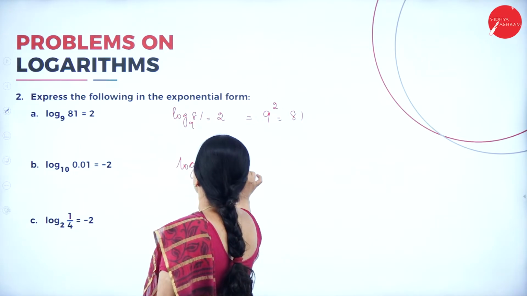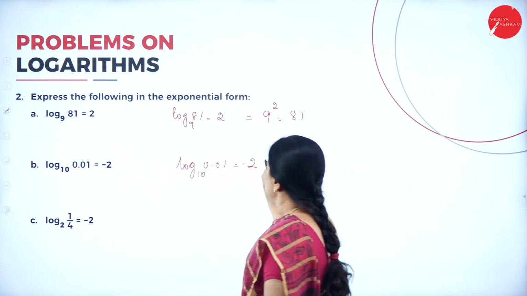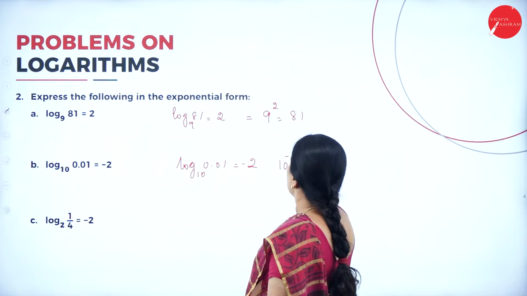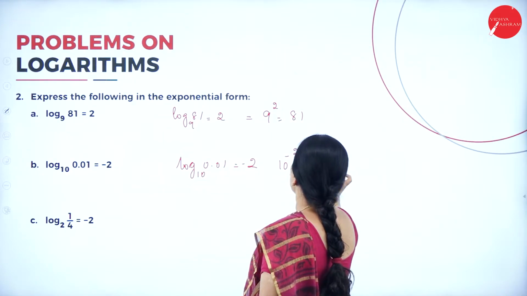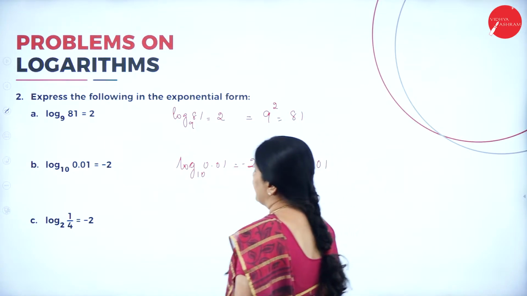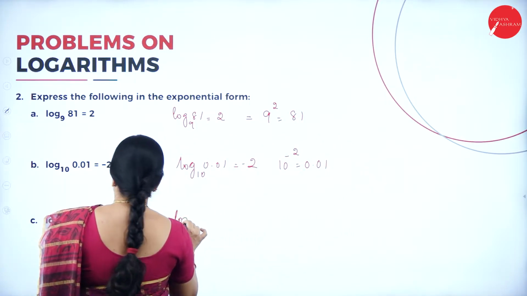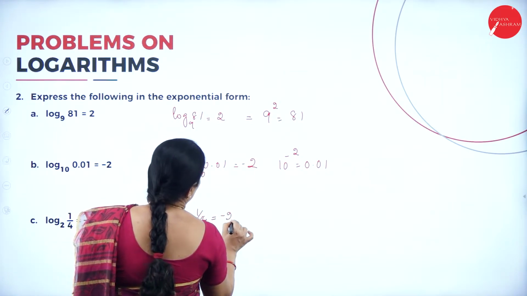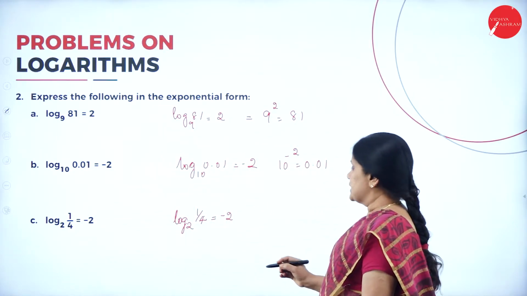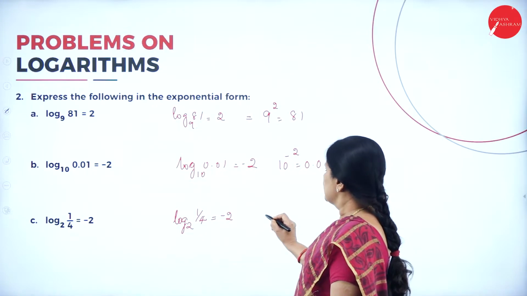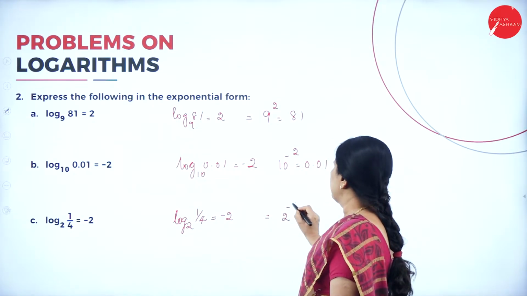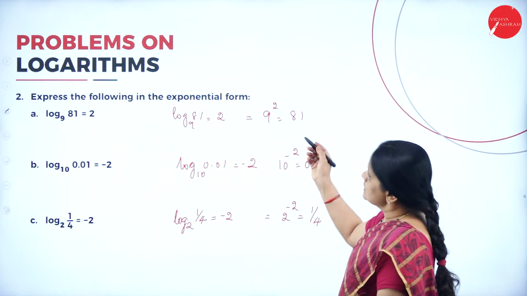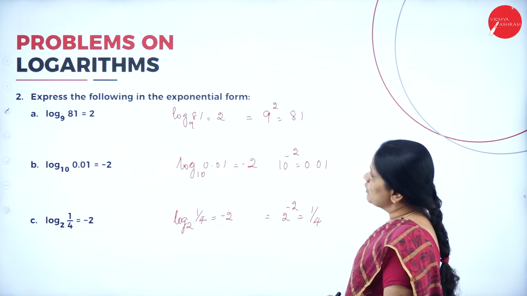Now the next problem, log of 0.01 to the base 10 equals minus 2. Now this I can write as 10 to the power of minus 2 equals 0.01. Now next one, log of 1 by 4 to the base 2 equals minus 2. Now this I can write as 2 to the power of minus 2 equals 1 by 4. So this is how we will be expressing it in exponential form.